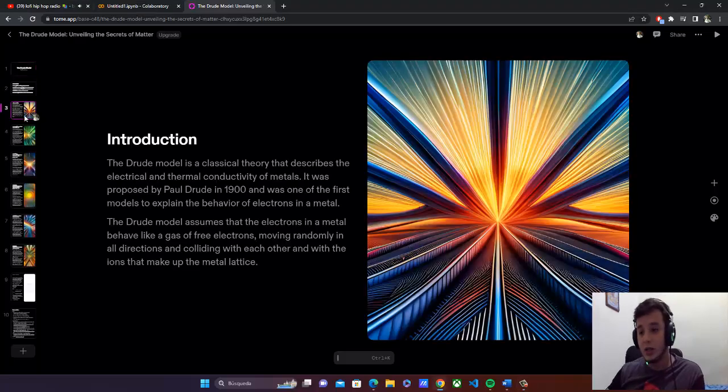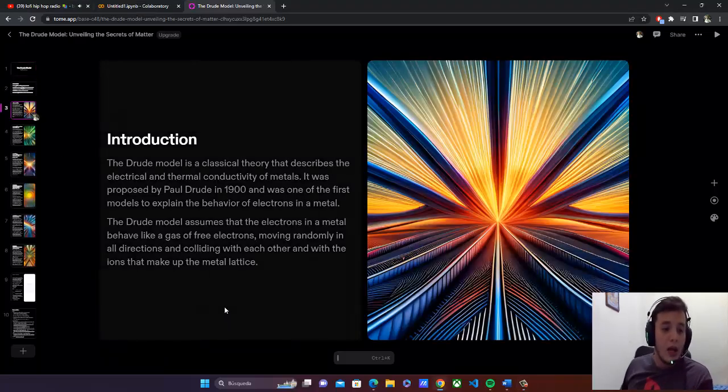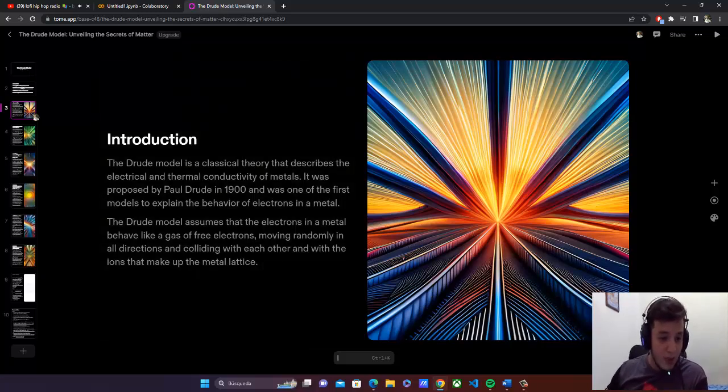The Drude model, also known as the Drude theory, was proposed by the German physicist Paul Drude in 1900. Drude developed this model to explain the electrical and thermal properties of metals, as a classical description of electrons in a metal. At the time, electrons were not yet fully understood and quantum theory had not been developed.